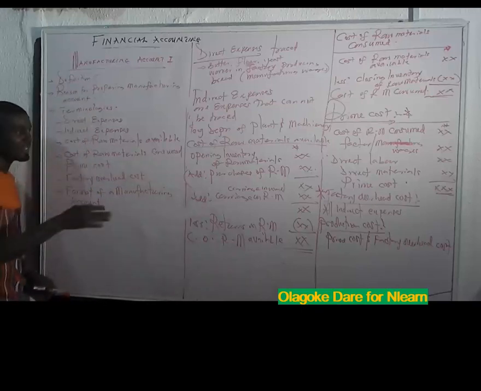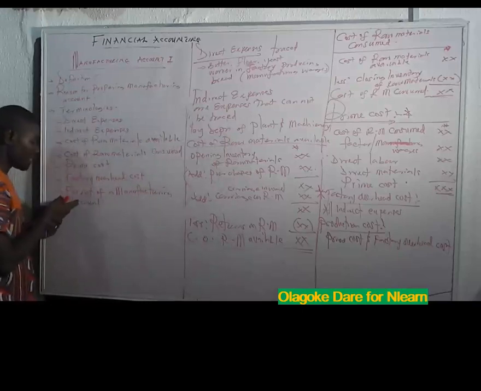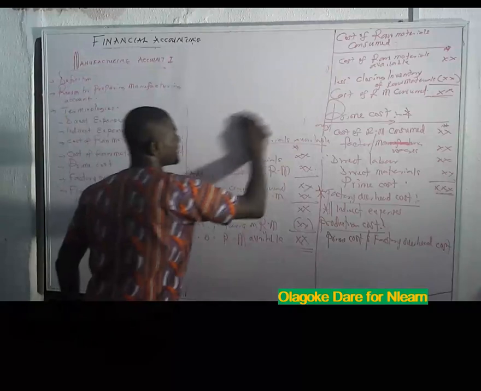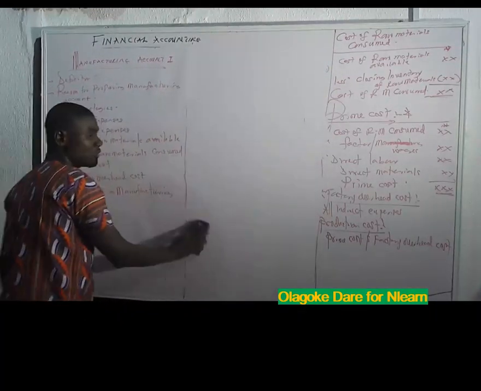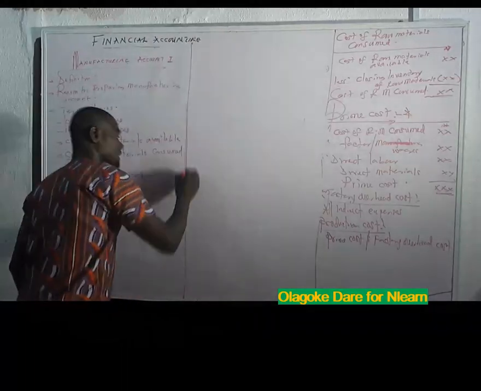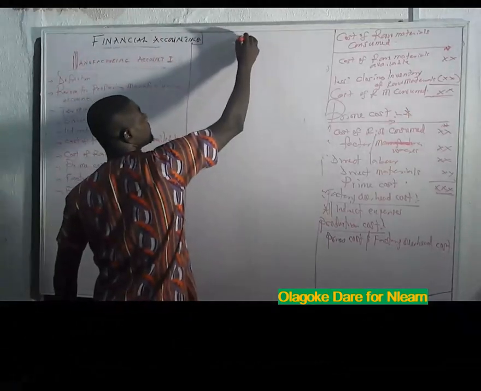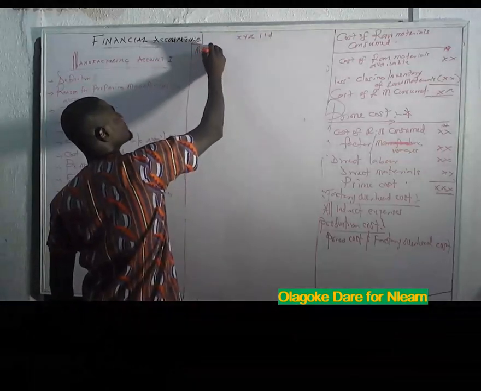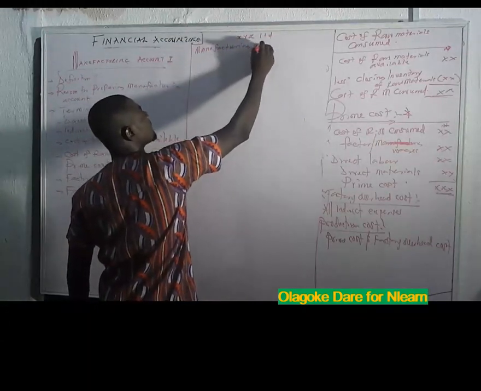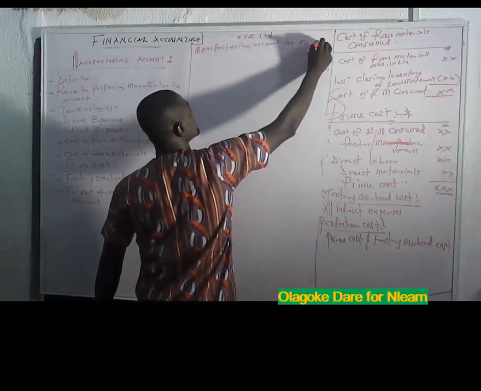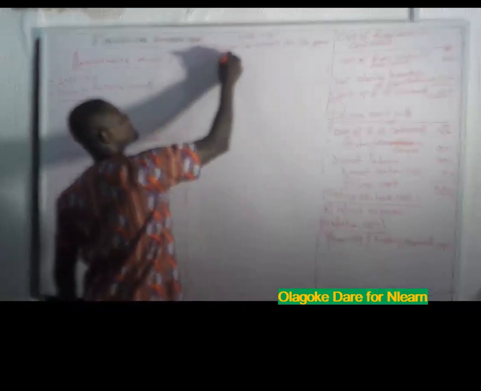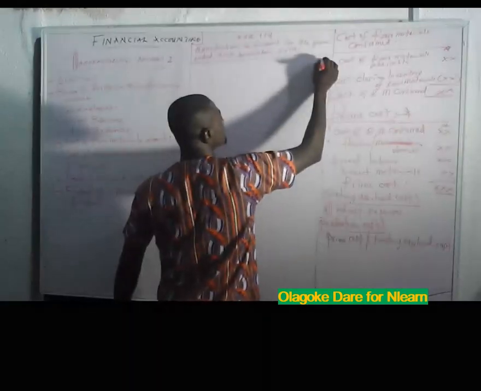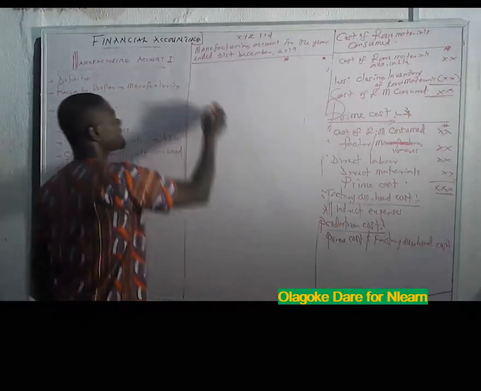Now we understand the terminologies. How do we prepare a manufacturing account? Let me write the format on the board quickly. I'm going to use the vertical format. So let's say we have XYZ Limited. That's the name. Example. So we have manufacturing account for the year ended 31st December 2019.